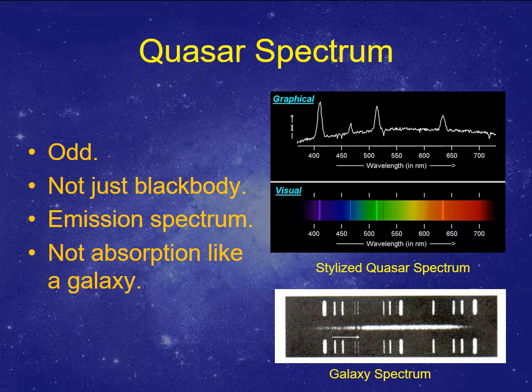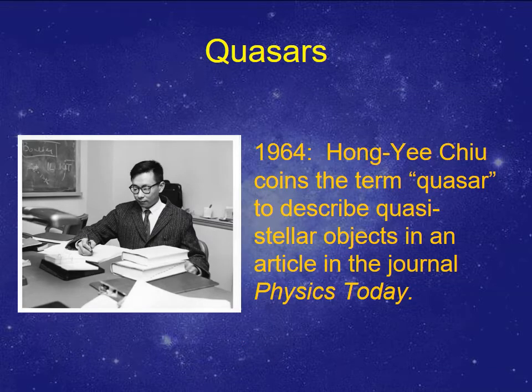We're used to what spectra look like. First of all, this was an emission spectrum. Normally, with stars or galaxies, you get an absorption spectrum. So down at the bottom, we have a galaxy absorption spectrum, and here we had an emission spectrum. That didn't seem to match anything that we knew. In 1964, physicist Chiu was writing an article about these quasi-stellar objects in the periodical called Physics Today. He decided that writing quasi-stellar object over and over again was kind of hard, so he came up with the term quasar to describe these things.